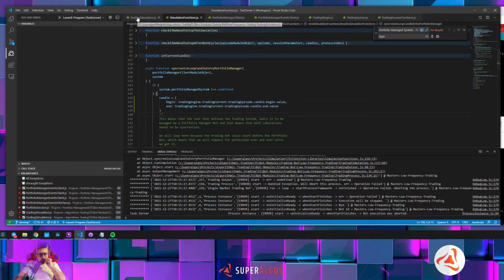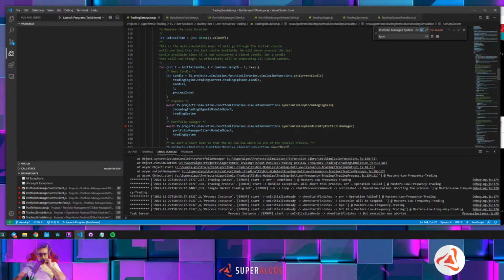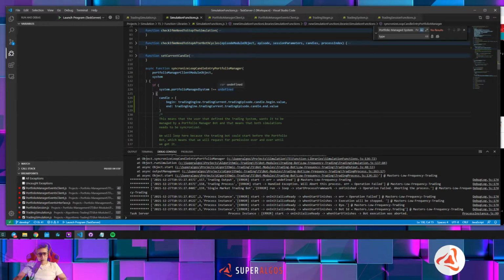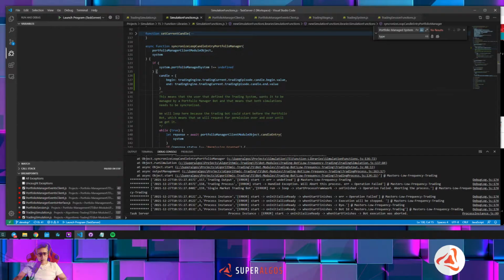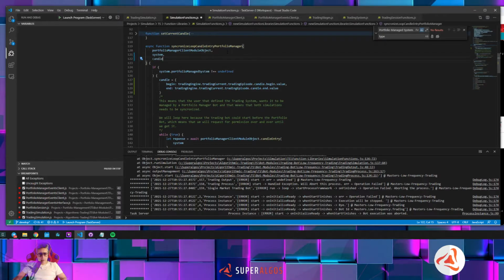Or maybe I can send the candle that I have here. Even better. So the system I needed for this, so here I will have a candle.